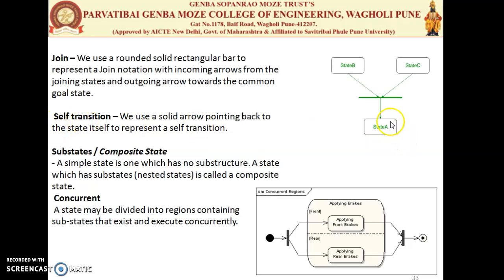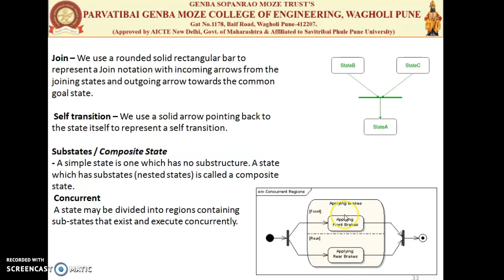Then there is a self transition. This is just a single move for a particular state, where the state is repeating itself, so we have to give a loop. Then there is a substate, which we can also call a composite structure. Here you can see two things combined. Applying brakes is the state which has applying front brake and applying rear brake as substates. So applying brakes is also called a composite state, and these two are called substates.